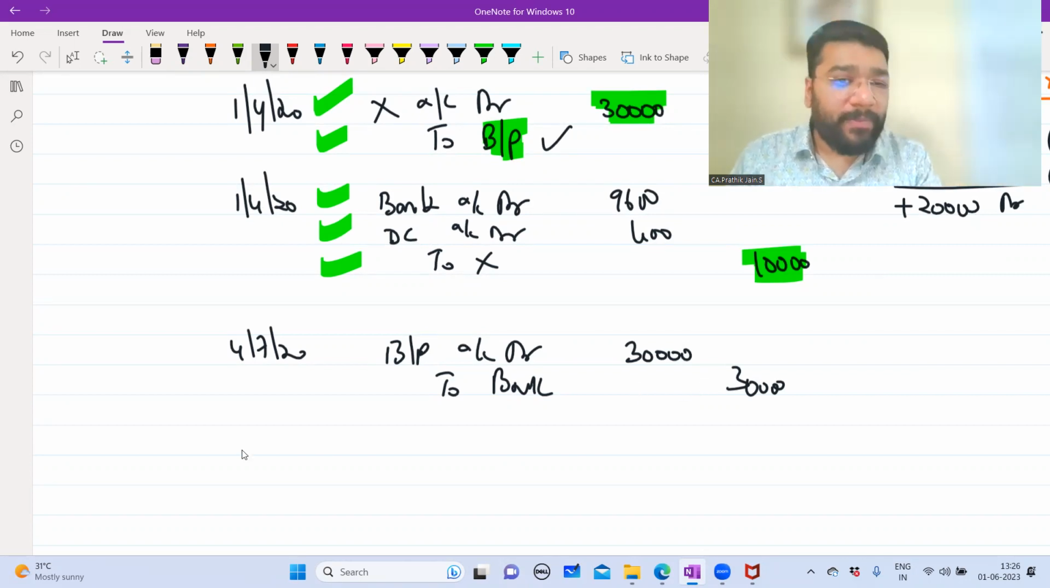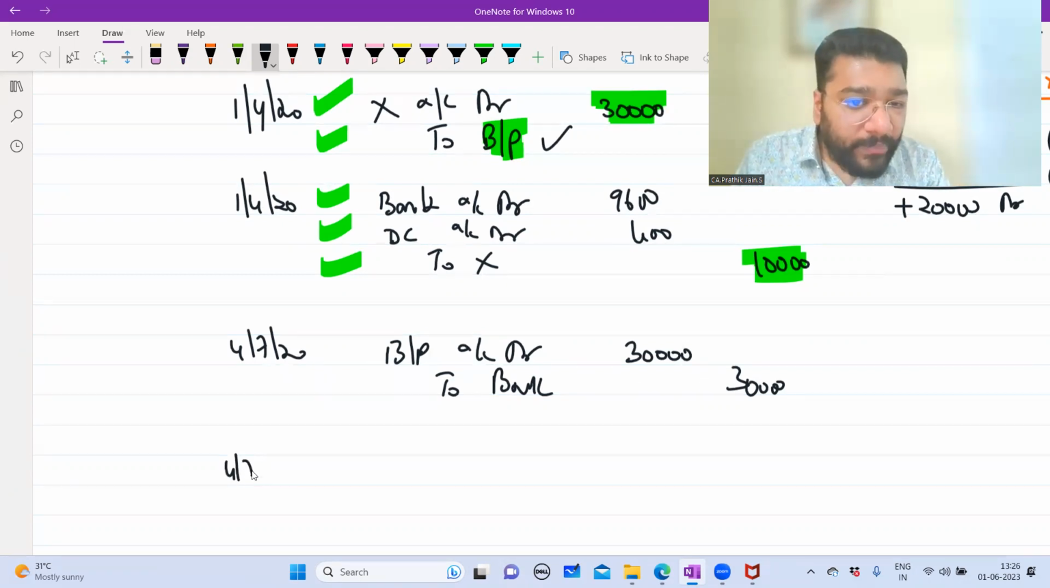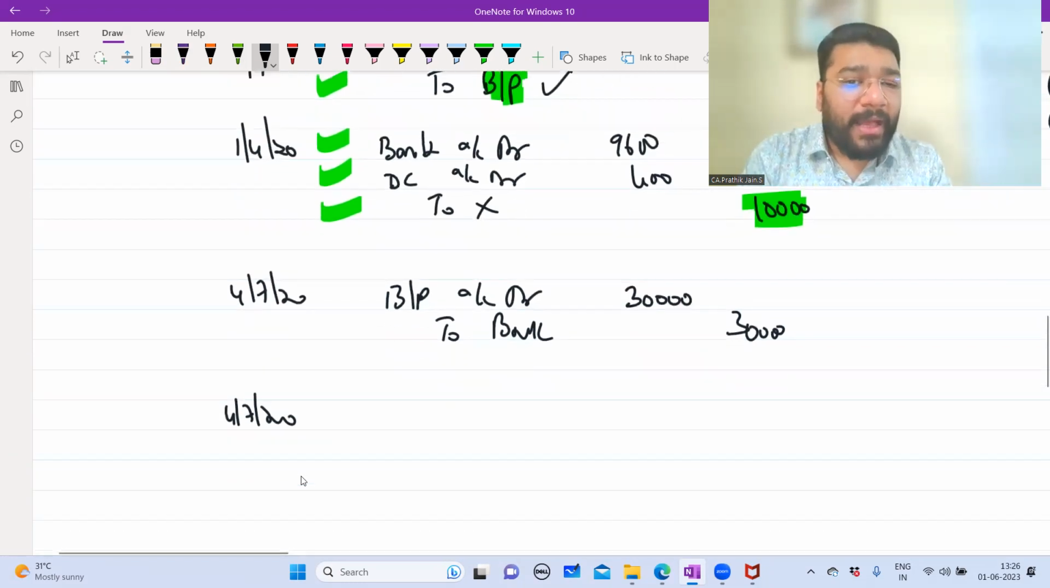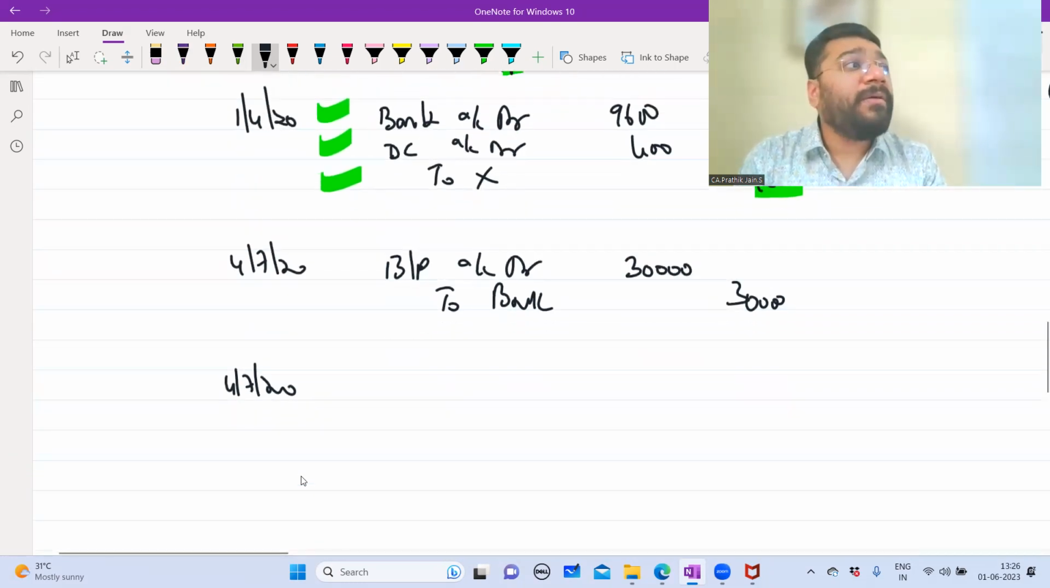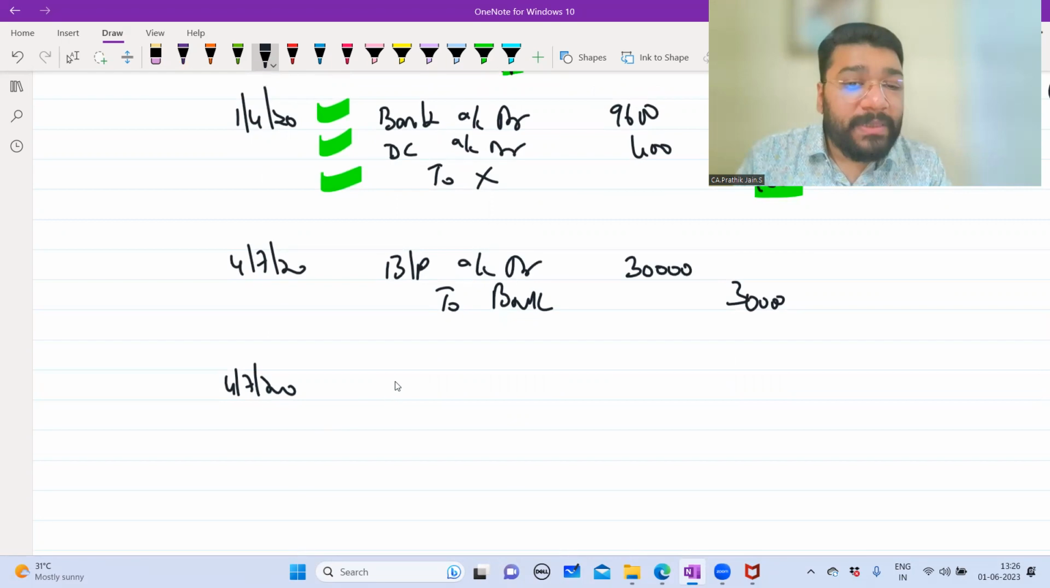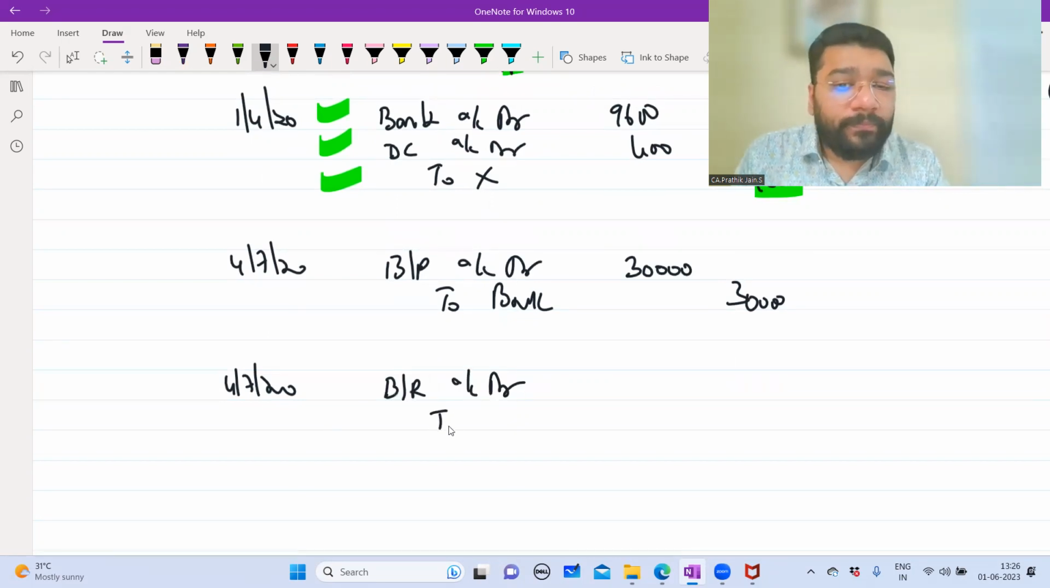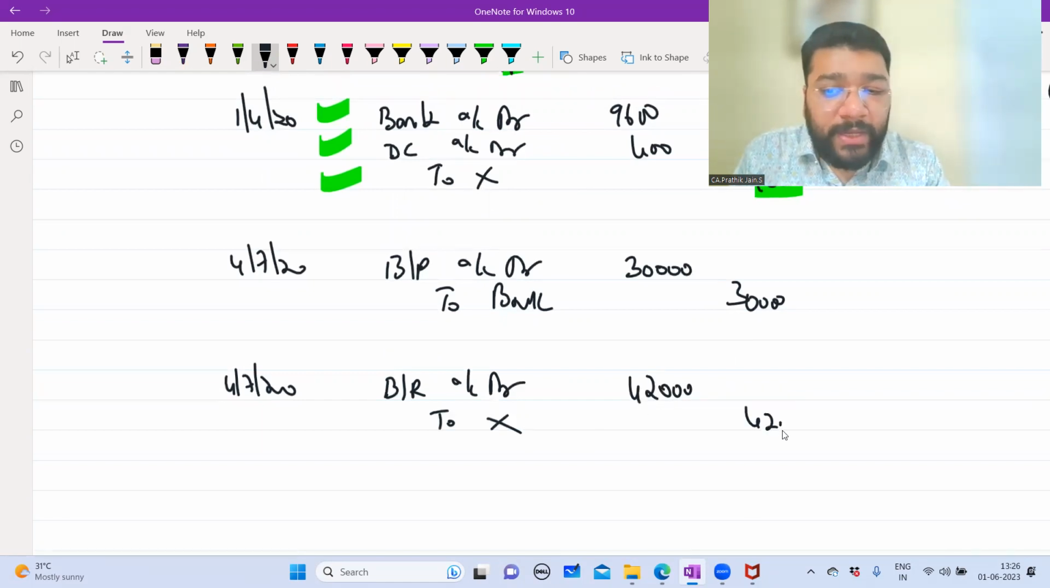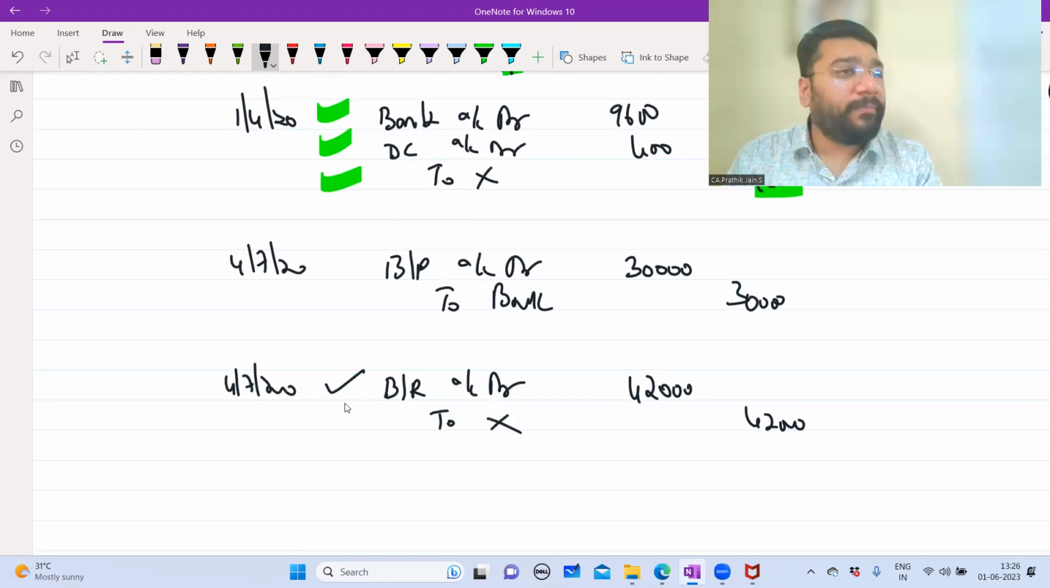So I'm creating a bills payable. So on 4th of July 2020, I am creating a bills receivable. So it is bills receivable account debit to X. How much? 42,000. So I got a 42,000 worth of bill from whom? X. So X is promising to pay this money to some holder of the bill in future. So Y is having the right to receive this 42,000 from X.